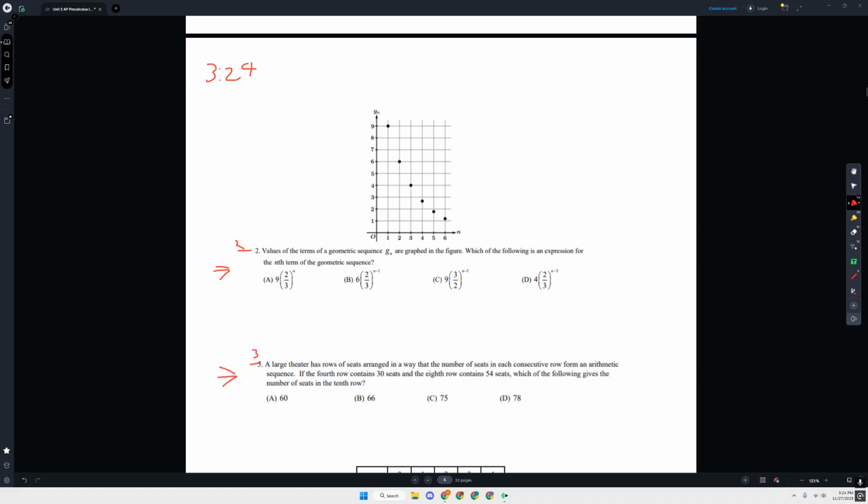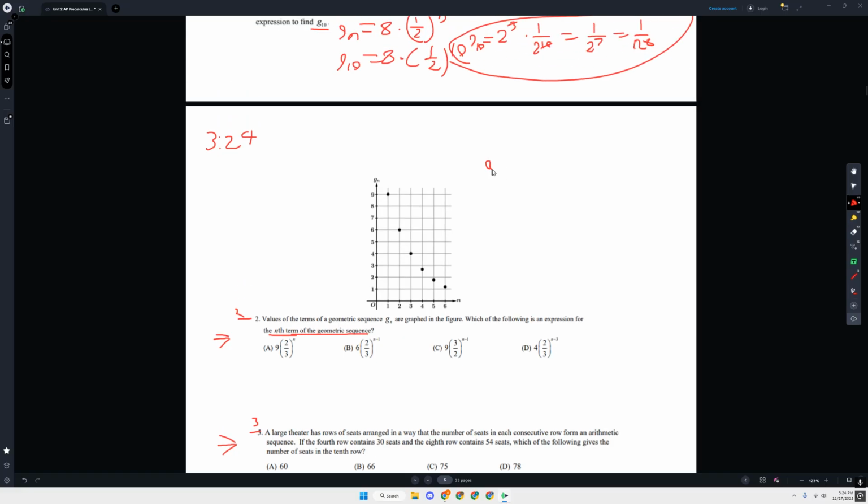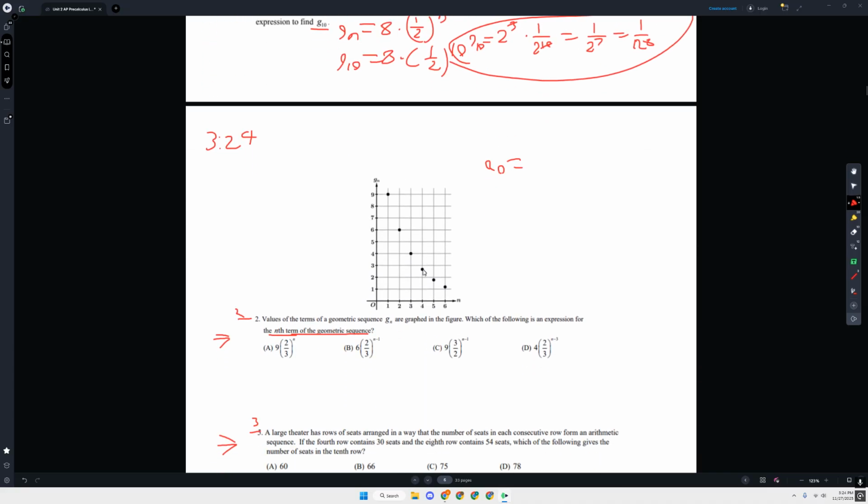Okay, looks like a few people have answered the second one, so we'll go over that one. It's asking us to find the nth term of the geometric sequence. If we remember, we said we want a of 0 to be on the y-axis, because that's how we did it over here as well, and that's why we said 8 was a of 0. So let's look at each term. It says 9 times 2 to the third. That's not on the y-axis, so we're going to eliminate that.